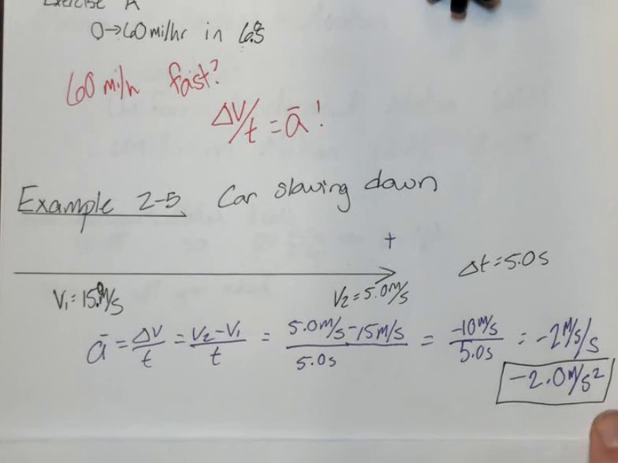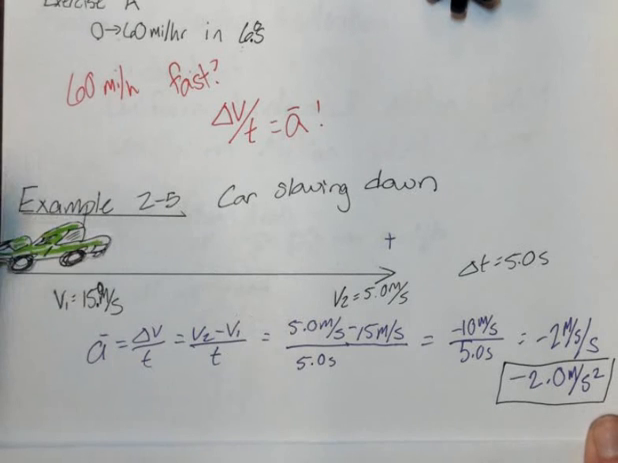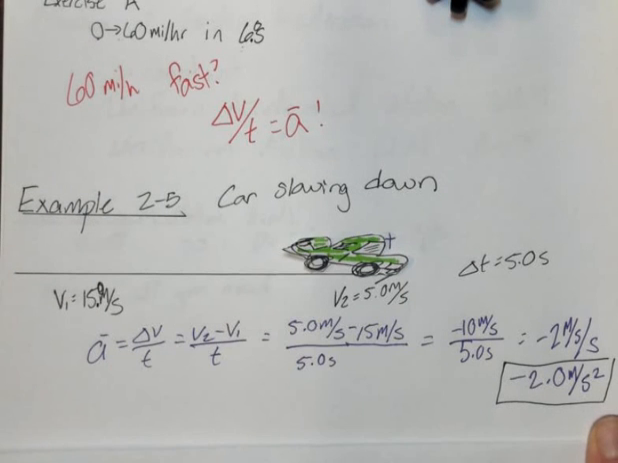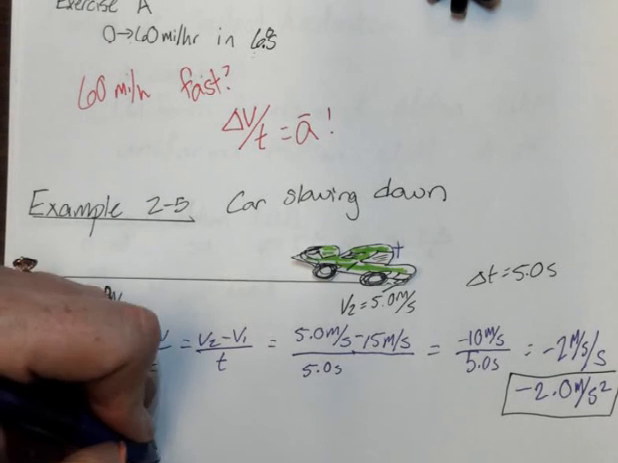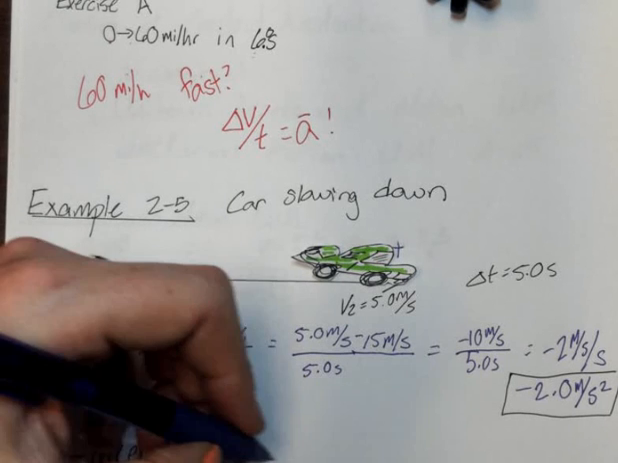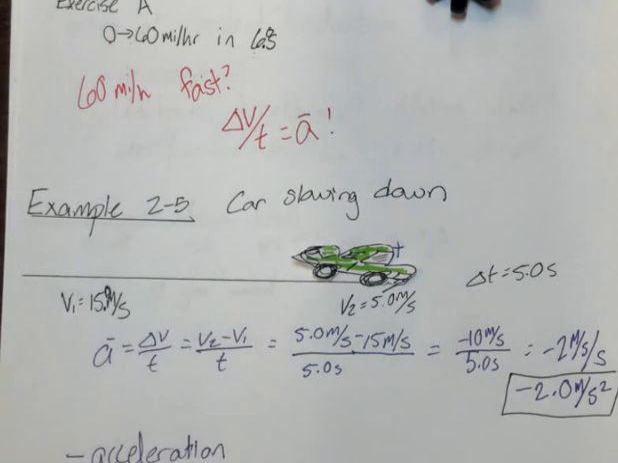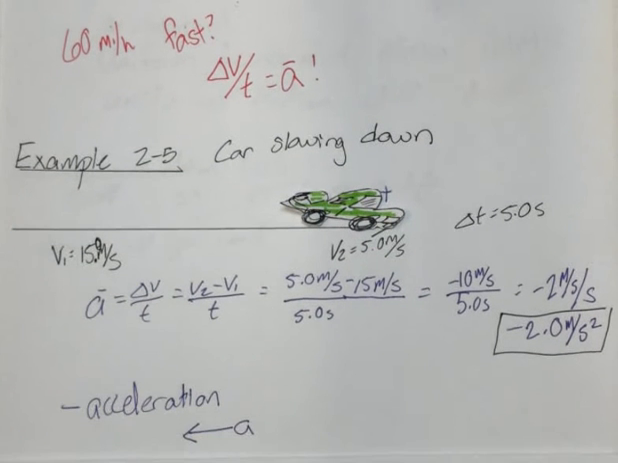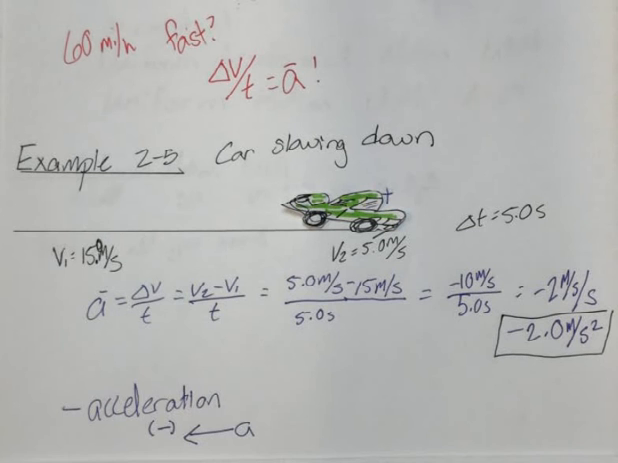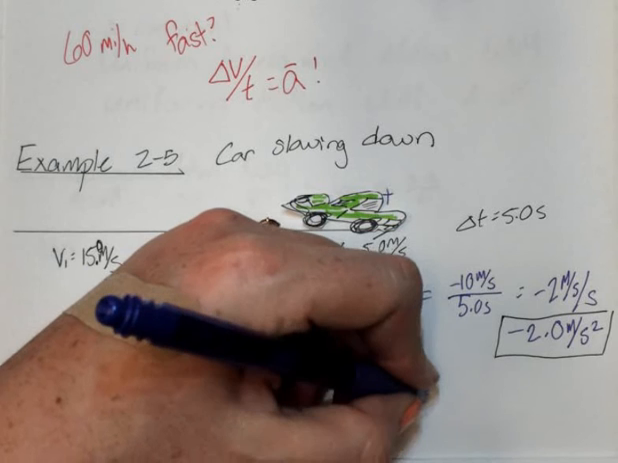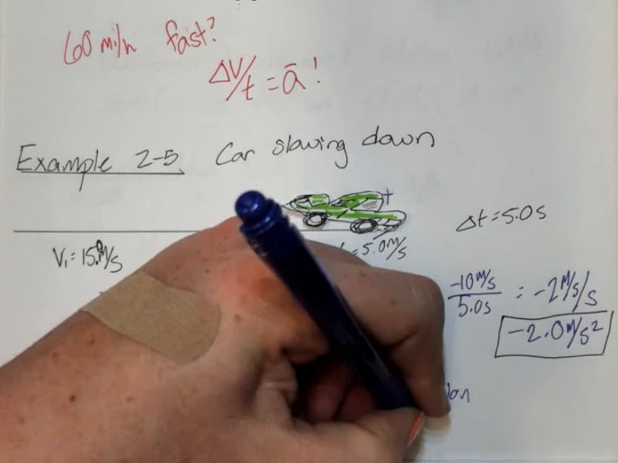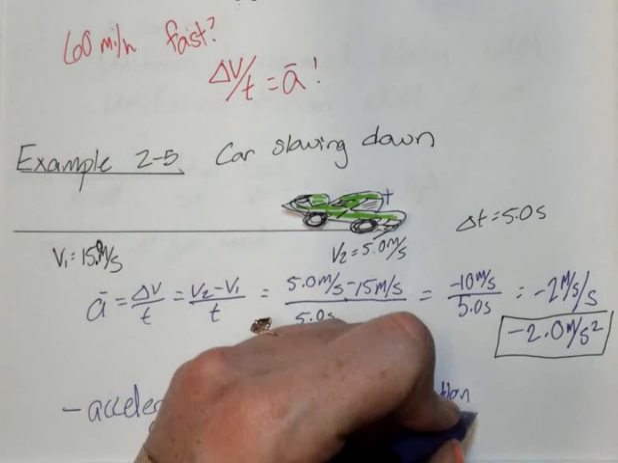Here's a very important thing for you to consider. Our negative 2.0 meters per second squared in this situation was a car slowing down. But negative acceleration does not necessarily mean that a car is slowing down. Negative acceleration just means the acceleration happened in the negative direction on our axis. A positive acceleration means that the acceleration happened in the positive direction on our axis.